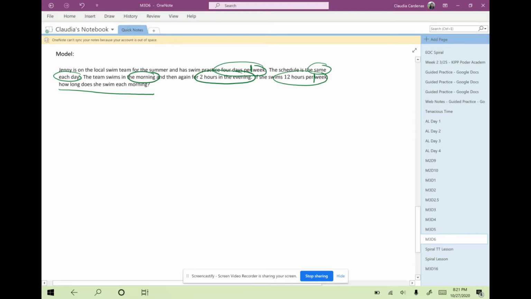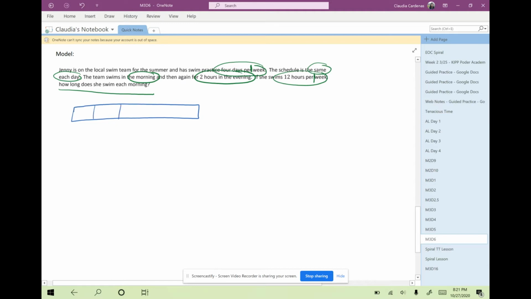Alrighty. So we know that we can visualize the problem using a tape diagram to represent the pieces of the problem to help us organize the information. So we could continue using a tape diagram to draw out this picture. If Jenny swims 4 days a week, looking back at the first sentence, how many boxes would we draw on our tape diagram? Well, we would draw four because there is one for each day.